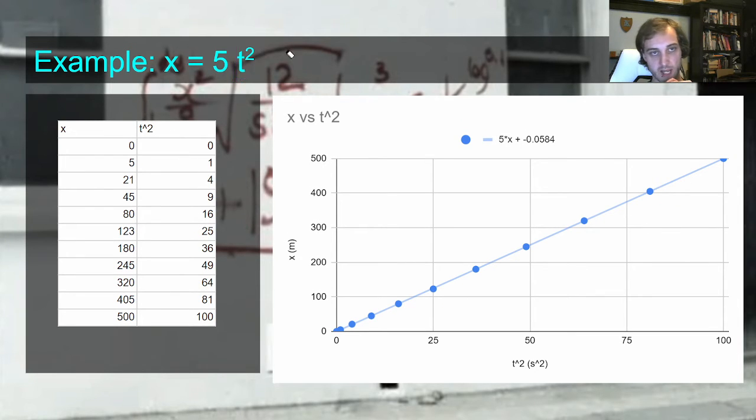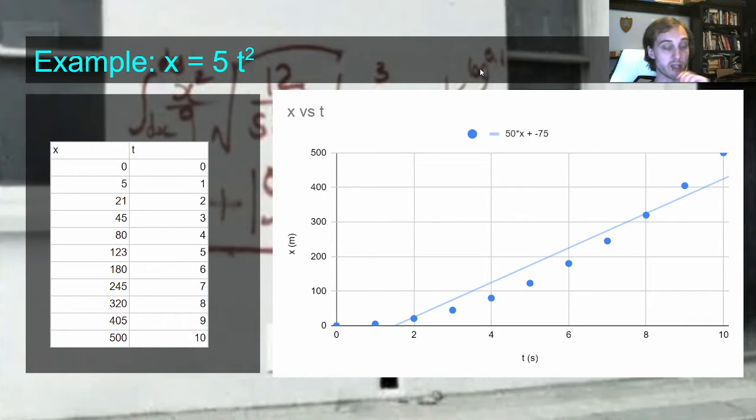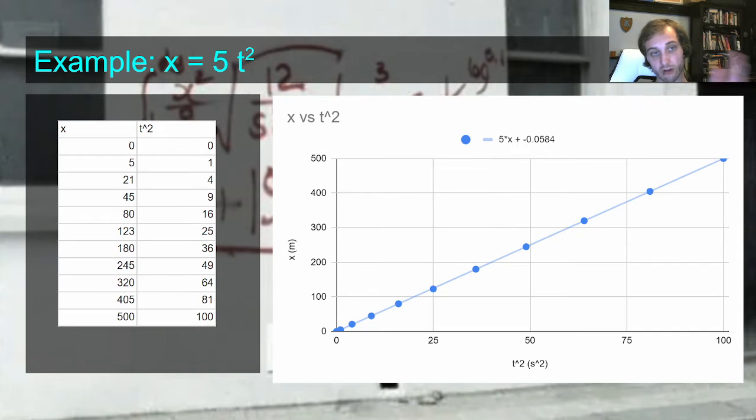So if I take all of my times from the previous data table, in this case we've got 0, 1, 2, 3, 4, 5, 6, 7, 8, 9, 10, and we square all of those. So instead of 0, we'll have 0 still, because 0 squared is 0. Instead of 1, we'll have 1, because 1 squared is 1. Instead of 2, we'll have 4, because 2 squared is 4. 3 becomes 9, then 4 squared, 5 squared, 6 squared, 7 squared, 8 squared, 9 squared, 10 squared.